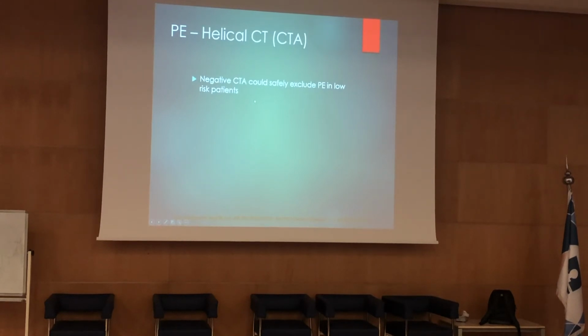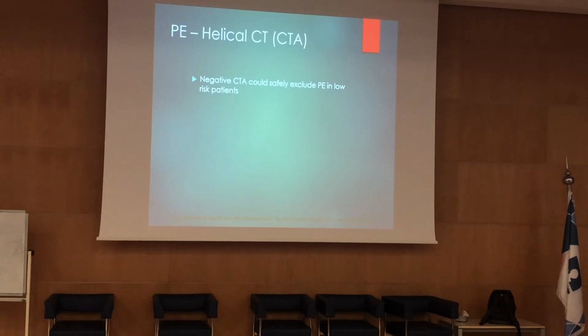We call it CT angiogram. What does that mean? That means we inject iodine contrast material into the patient's body, and this iodine material will go to the pulmonary circulation, then we take images by CT scan. So if they are normal, that means pulmonary embolism is totally excluded. So this is the test of choice in highly suspected pulmonary embolism cases.